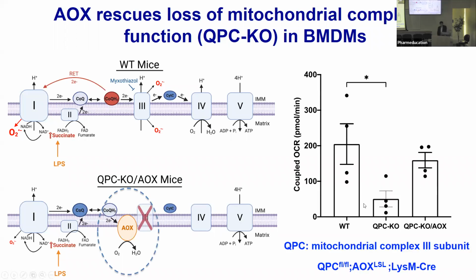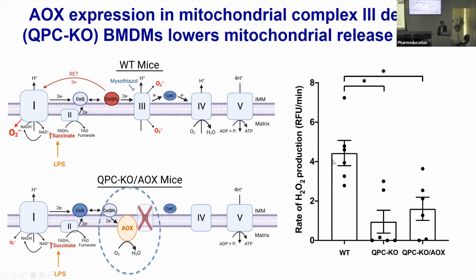And again, OCAR goes down in the complex 3 knockouts. With AOX, it's rescued. Exactly how you would design the system. You can look at the rate of H2O2 production. It goes down with the QPC knockout.